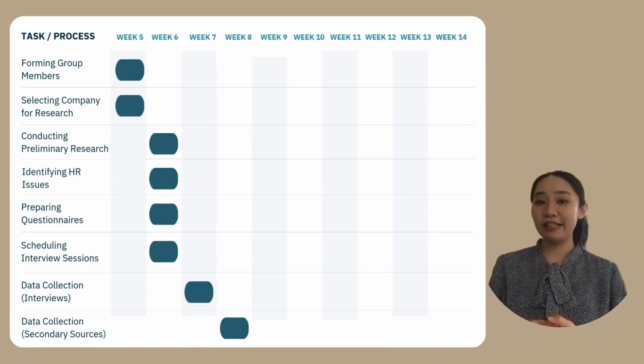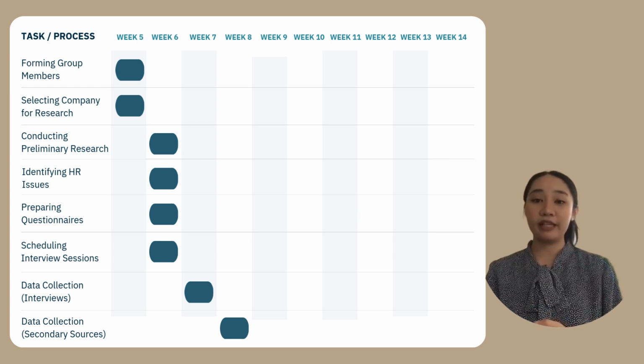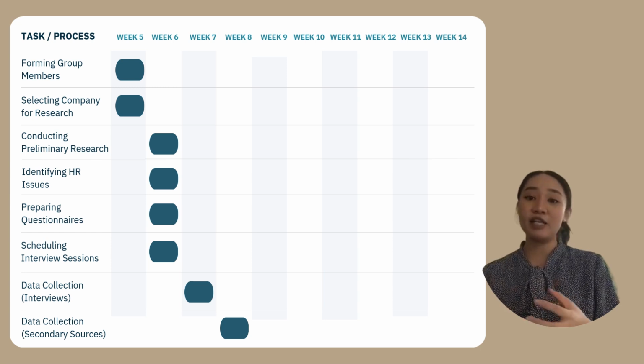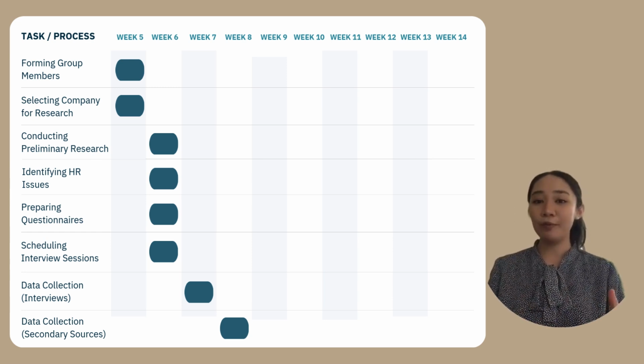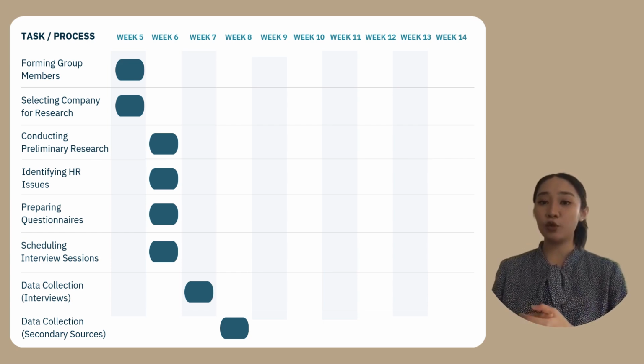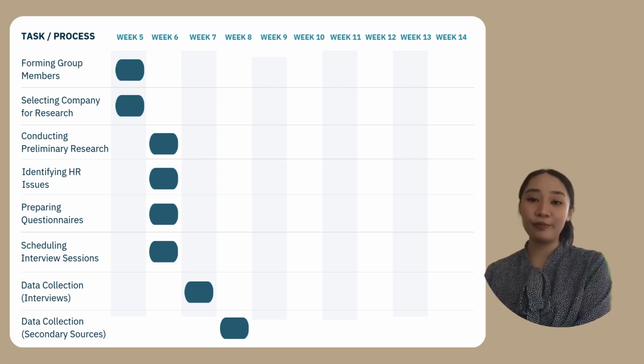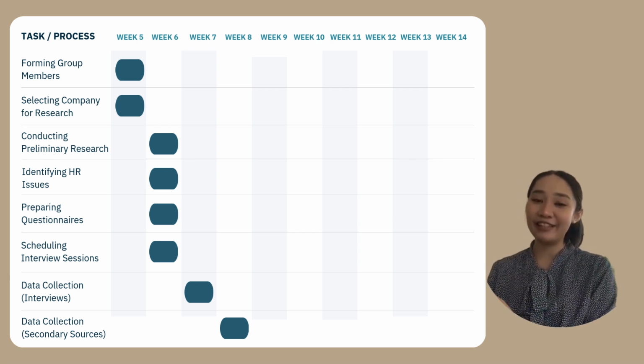I will be presenting the Gantt chart that outlines our project timeline for the Human Resource Management assignment focused on Ikan Bakar Haji Musa Akmal Bahari. Our project consists of several key tasks which are divided into two main phases. First, the initial research and data collection phase, and second, followed by the analysis and report writing phase.